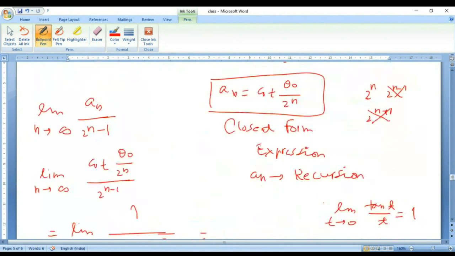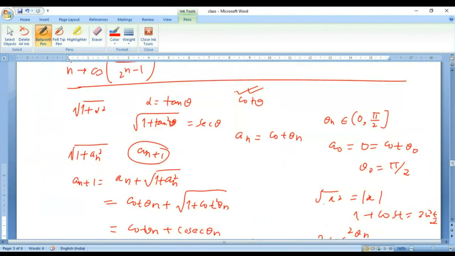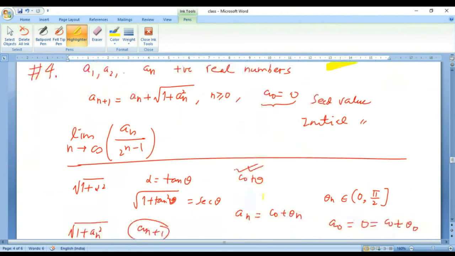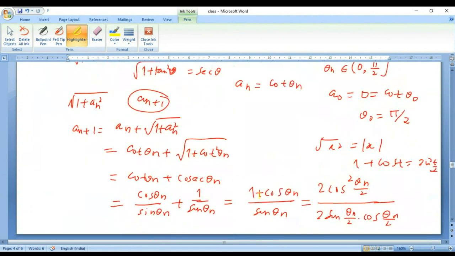Let me review it. What we have done is, first we started with a1, a2, an positive real numbers given. So we made the substitution involving 1 plus alpha squared. If you look, tan theta and cot theta both come to our mind, but I am using here cot theta. So this was our step, that an is cot theta n, that was the substitution, inspired by 1 plus an squared, the occurrence of that peculiar term which often arises in trigonometry.